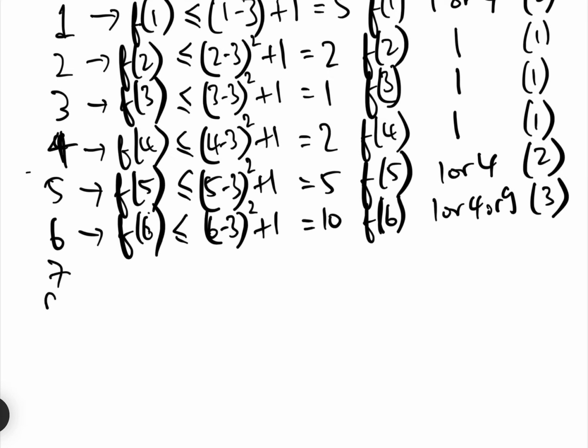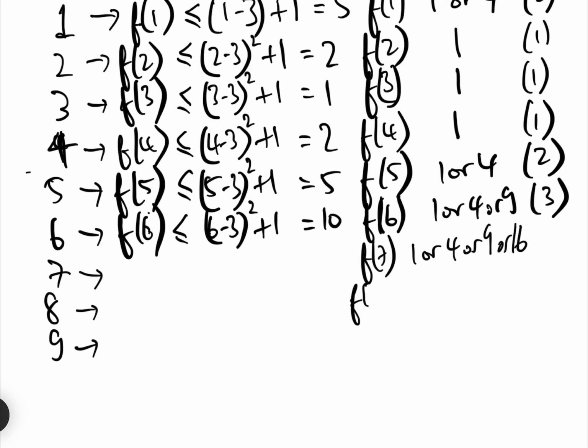Now in actual fact we don't need to fill in for 7, 8 and 9. It is clear that f of 7 is going to map to 1 or 4 or 9 or 16, and f of 8 is going to be 1 or 4 or 9 or 16 or 25, and f of 9 is going to be 1 or 4 or 9 or 16 or 25 or 36.